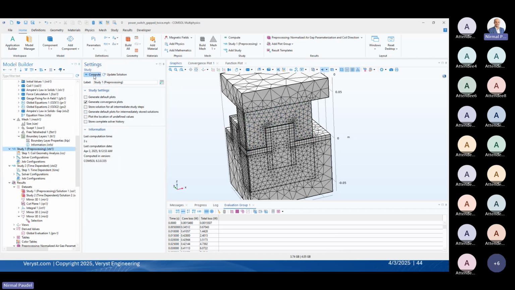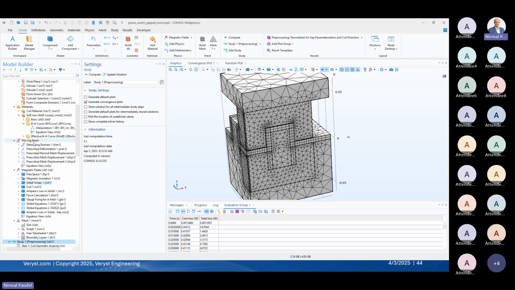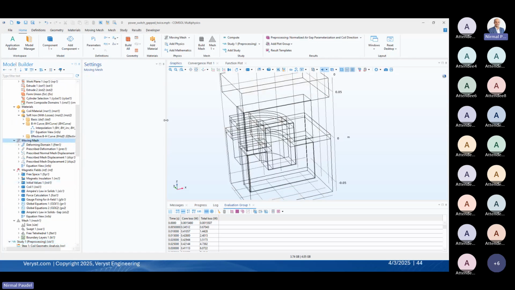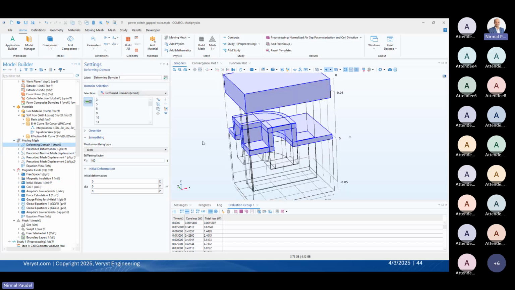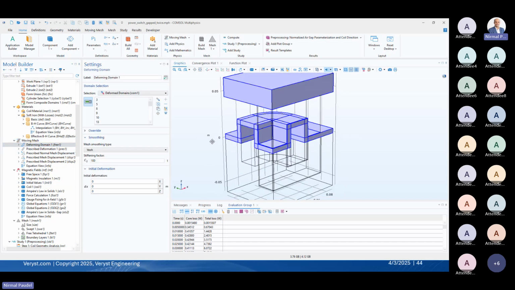And we started with the post-processing. I'm not going to solve it now, but sorry, I need to mention a little bit about the moving mesh physics. Since the domains are moving, these two domains, the highlighted regions here, are deforming domains. So anything in between here will be either expanding or contracting.